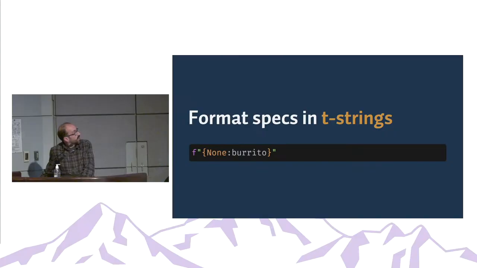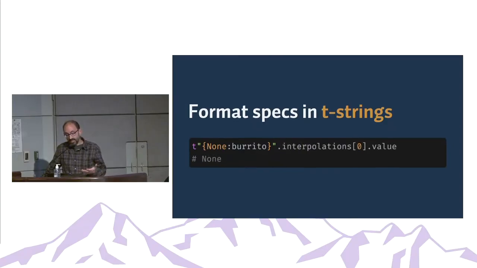Here's that f-string again that raises a type error. So here's a question. What does the t-string do? And the answer is, this is actually A-OK with t-strings. This is totally fine in Python 3.14. It won't raise a type error. And actually, you can take the t-string and look at the interpolations and grab the value. Totally fine. And you can also grab the format spec, the string burrito.